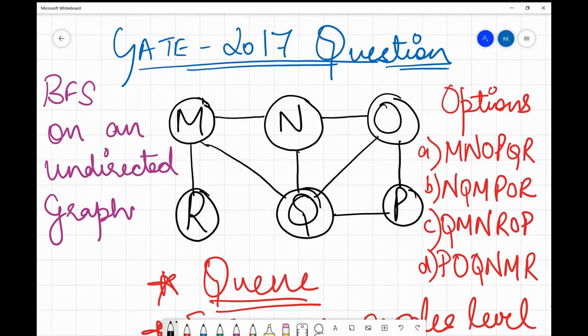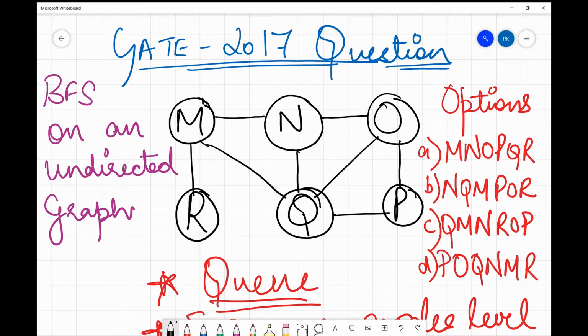GATE is a competitive exam in which you need to answer the maximum number of questions in the given time. So you should know a method to answer questions quickly and also in a correct manner, because there is negative marking too. In this video we are going to learn a technique wherein we solve questions in that manner.